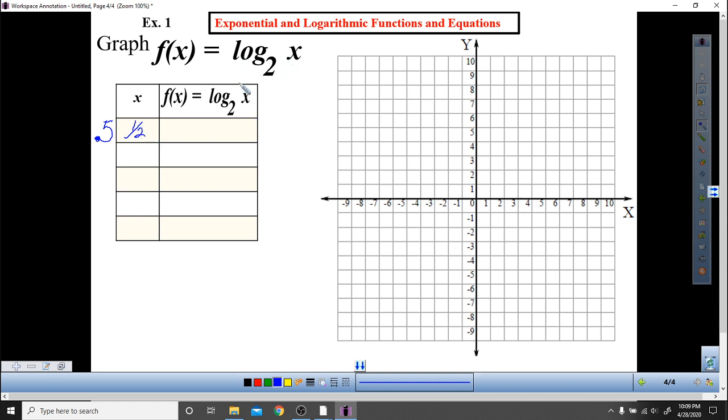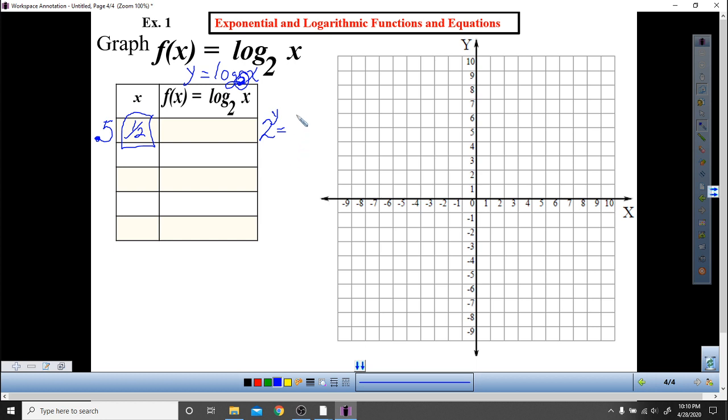So let me change this. How do I change f of x so I can make this into an exponential? This becomes y equals log base 2 of x. Now that I have that, what is my base? 2, so that is 2. What is my exponent? y, and all that equals x. But instead of x, what am I going to substitute?